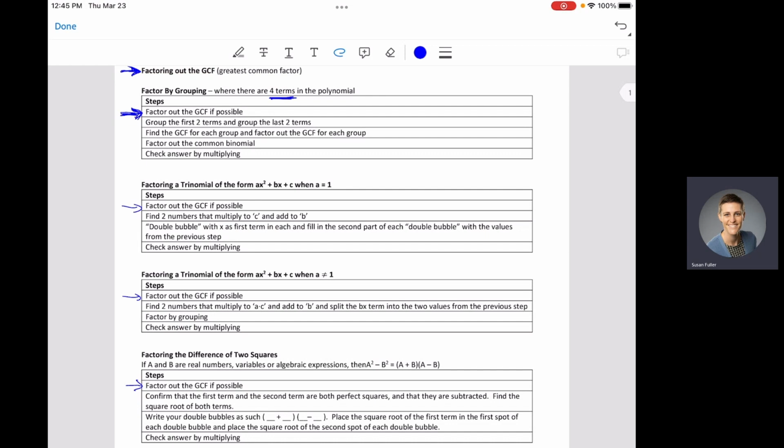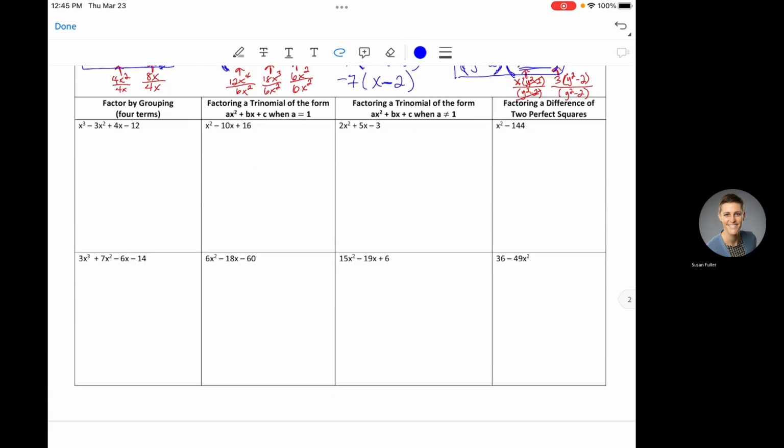To factor by grouping, you're going to chop your polynomial right in half. You'll group the first 2 terms together and the last 2 terms together. You'll take out the greatest common factor for each of those groups. And then after you do that, you will notice that there is a common factor in both of those groups, and you're going to take out that common factor from the whole thing. And then finally, you can always check your answer by multiplying. So let's try this here.